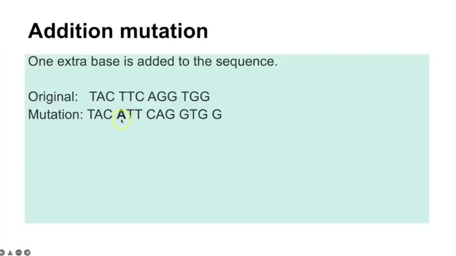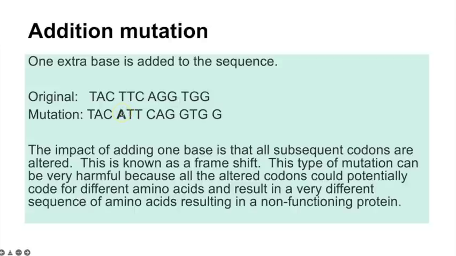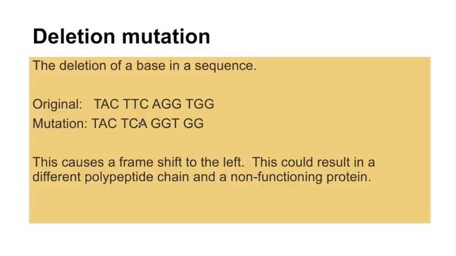Now the result of that we can see is that all of the subsequent bases are shifted along one position, and therefore after the mutation all of the codons are changed. And we also have one extra base just there that won't even code for a whole amino acid. So it's very likely that this will code for a completely different tertiary structure and therefore either a non-functioning protein or a protein with a very, very different function.